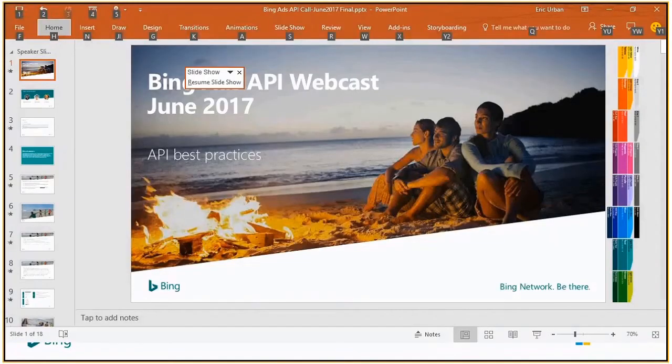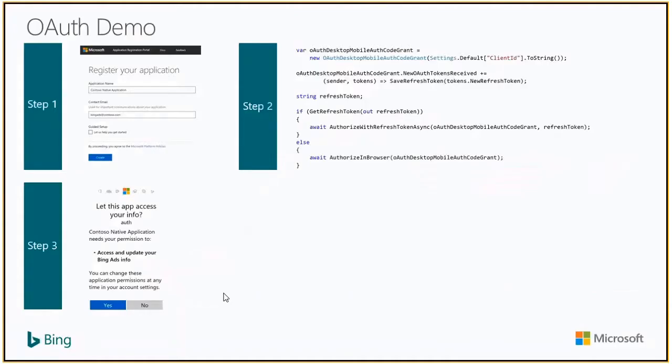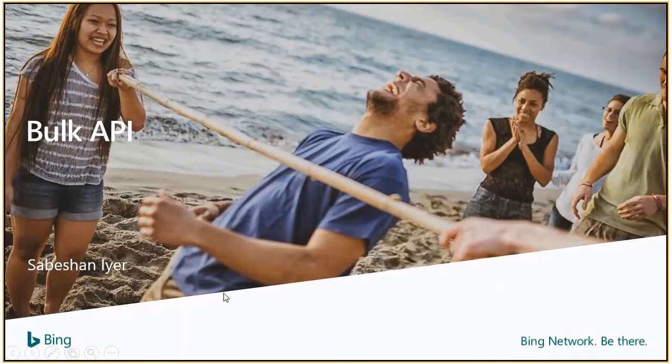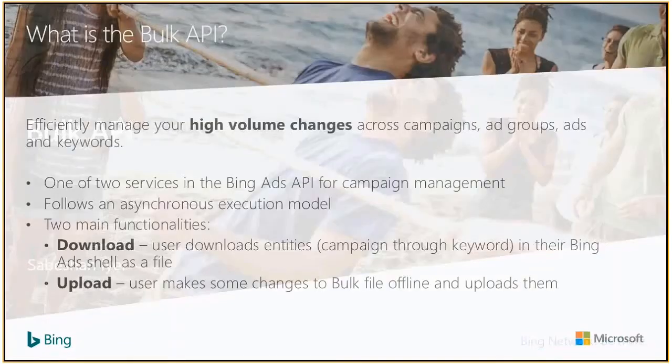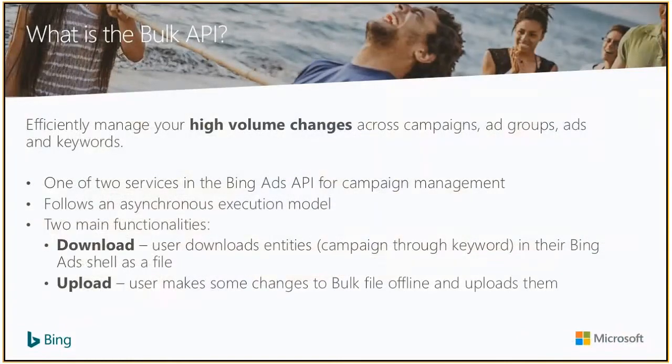Thanks, Eric. So the next topic we'll be going over is the bulk API. Next slide, please. What is the bulk API? It is a service for efficiently making high-volume changes to campaigns, ad groups, ads, and keywords in your account. It is one of the 2 services in the Bing Ads API which lets you manage your campaigns.